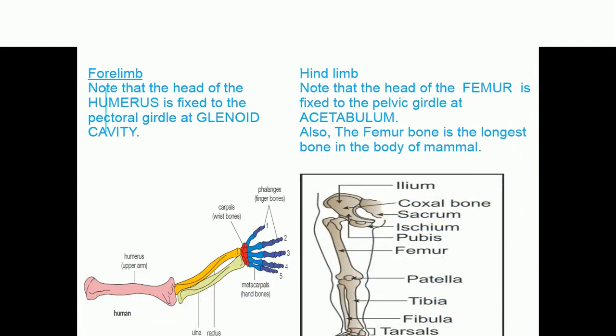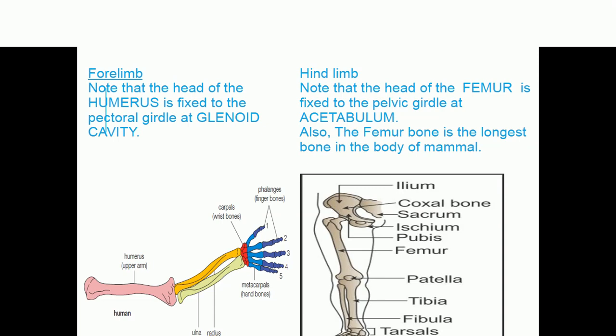And let's look at the forelimbs. Note that the head of the forelimb or the humerus is fitted to the pectoral girdle at what we call the glenoid cavity. That's actually a kind of a hole or a socket. Now if you look at the image of the forelimb, you see the upper arm is called the humerus. This is followed by the ulna and radius, followed by 9 bones that make up the wrist bone, and then we have the metacarpus that make up the palm, and then we have the phalanges, which are the finger bones.